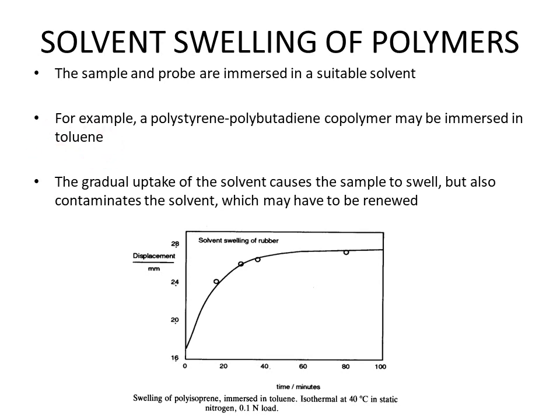So there will be the gradual uptake of solvent, and that will cause the sample to swell. But there will also be contamination of that solvent, so we have to renew our solvent by adding fresh solvent to it. So here is the TMA curve. We can see the swelling of polyisoprene, which is immersed in toluene as a solvent.